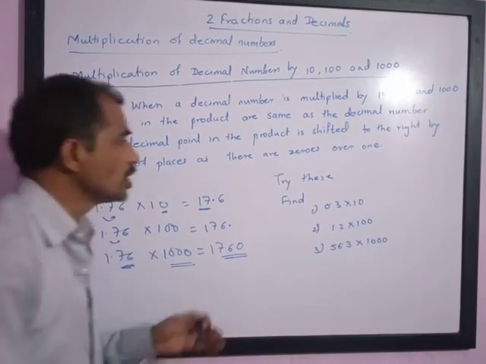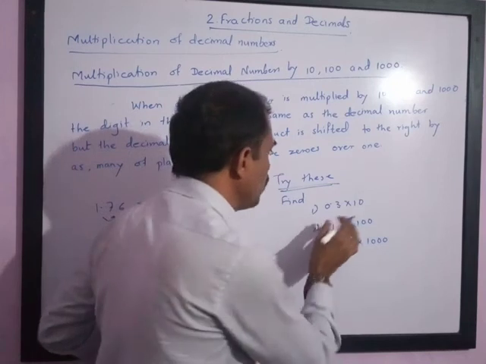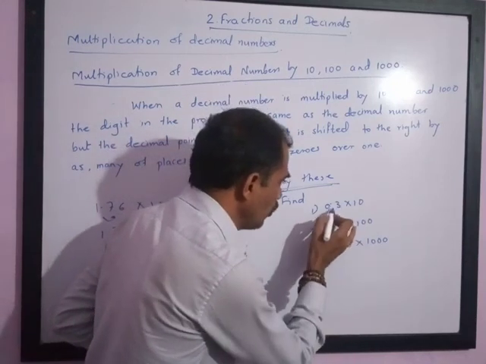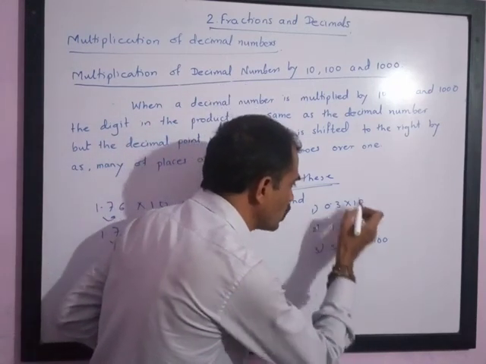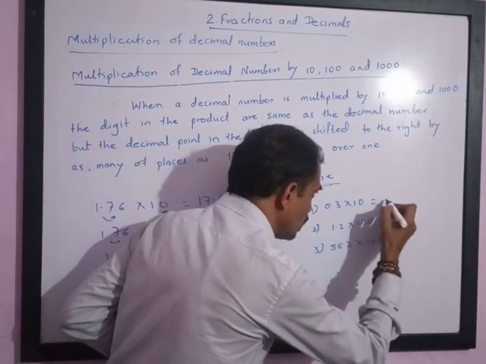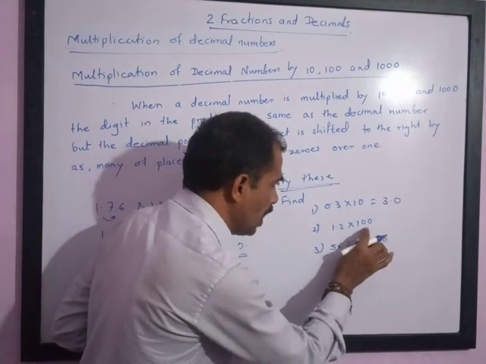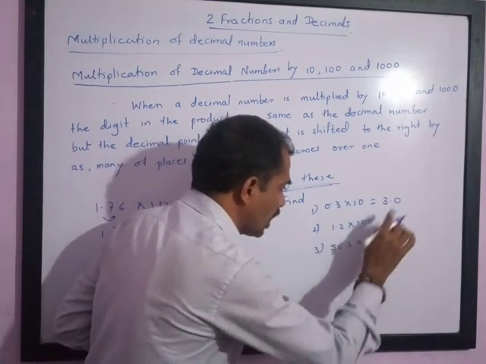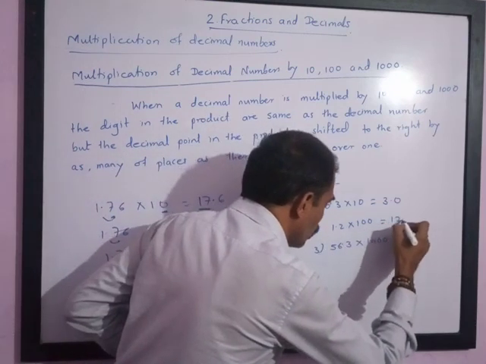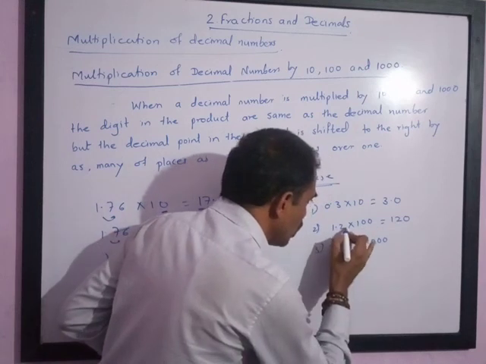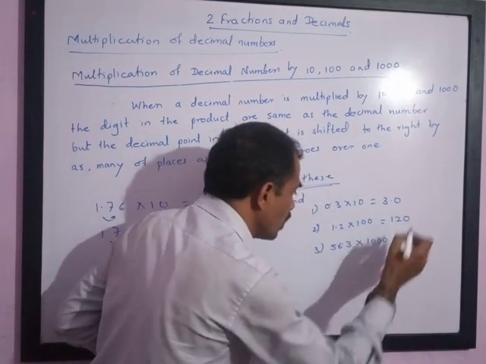Let us see the multiplication of this. Try this. We have to find 0.3 multiplied by 10. So we have to shift the decimal point one place to the right. So this is equal to 3.0. Now 1.2 multiplied by 100. We have to shift the decimal point 2 places to the right. So this becomes 120. Please understand, no digit was there. If no digit is there, we have to add 0.